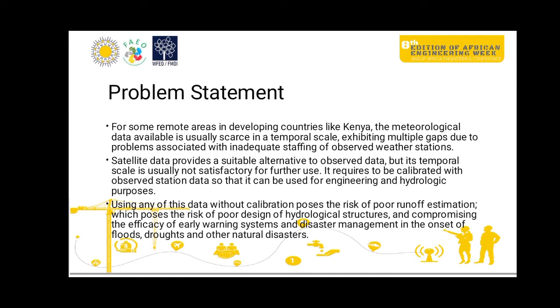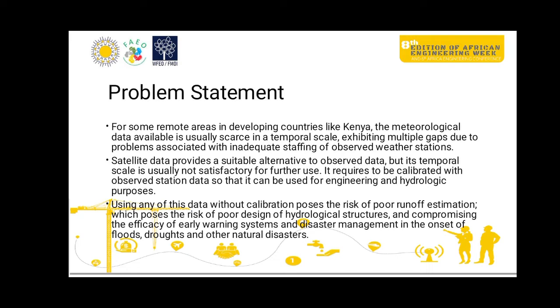So we have the problem statement. For some remote areas in developing countries like Kenya, we know that the meteorological data available is usually scarce in our temporal scales, exhibiting multiple gaps due to problems associated with inadequate staffing of observed water stations. What this means in simple terms is that you'll find a lot of data missing in terms of the time. For instance, you find data for 1 month is missing, or even for a whole year in adverse cases.